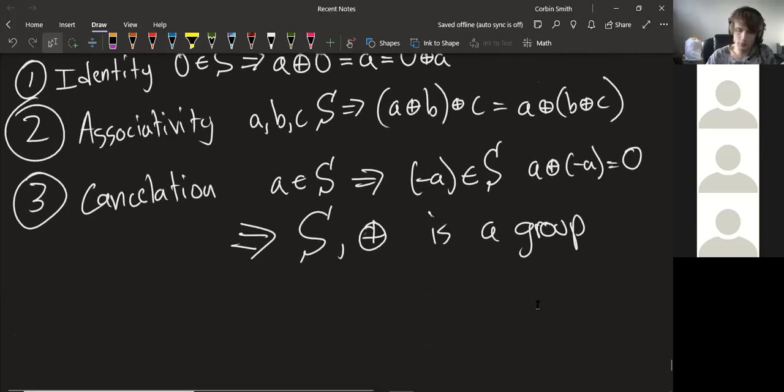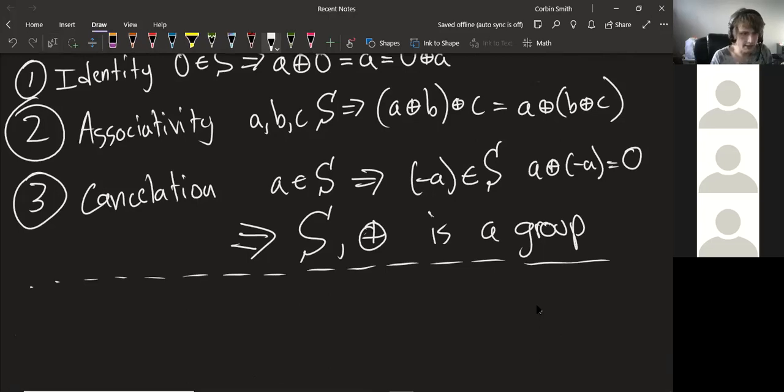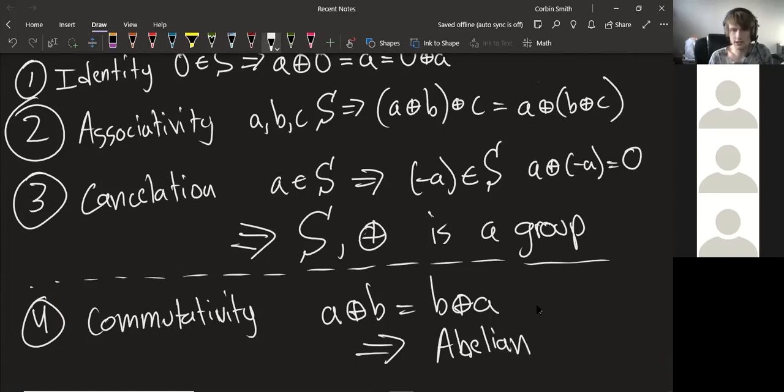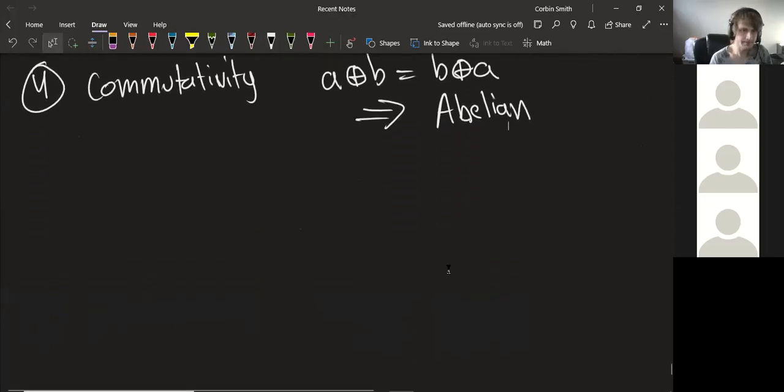All right. So there's one more property that groups can have, and that's commutativity. It's not necessary though. So commutativity, where we have A plus B is equal to B plus A. And if a group has this property, it's called abelian, after a guy named Abel, and it's actually capitalized. It's one of the few names in math that are capitalized. Okay, so let's look at some examples.